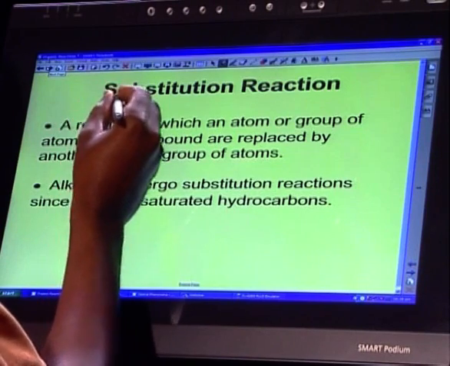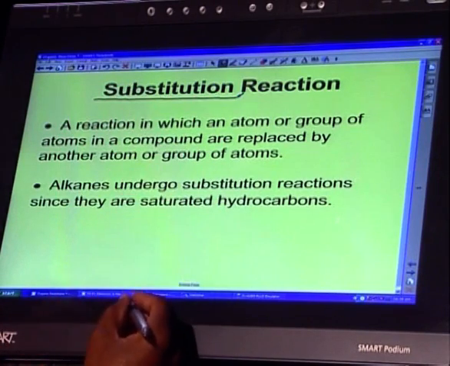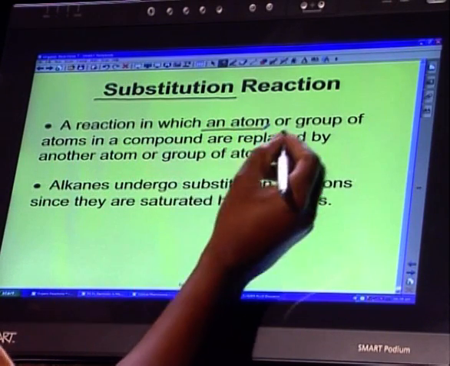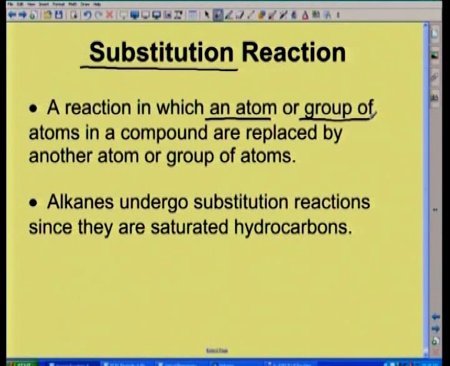Now, let's start with the first type of reaction. We're going to talk about substitution now. Now, this is a reaction in which an atom or group of atoms in a compound are replaced. You see, substitution, you are replacing something. Now, if you are substituting a player in a game of soccer or rugby, you are actually taking that player out and putting another one in his place or in her place. So what is happening, you are substituting, you are replacing one by another. That is the meaning of substitution.